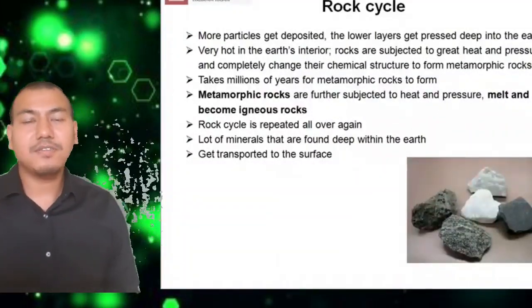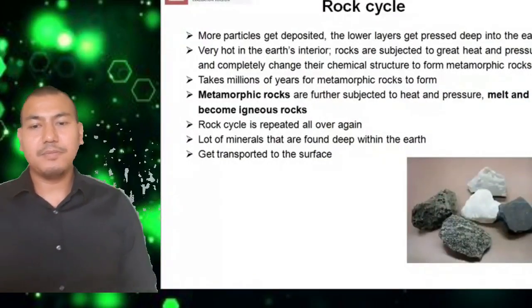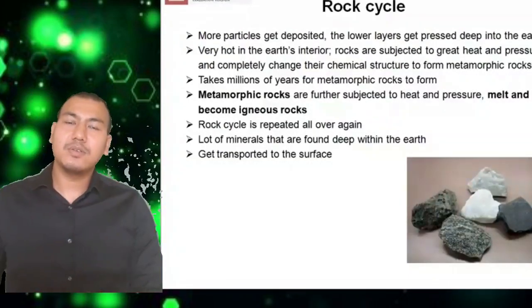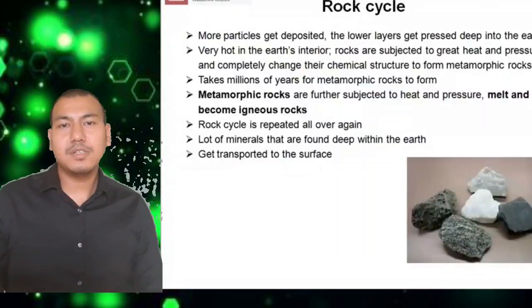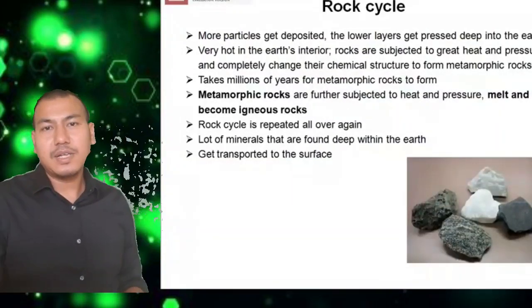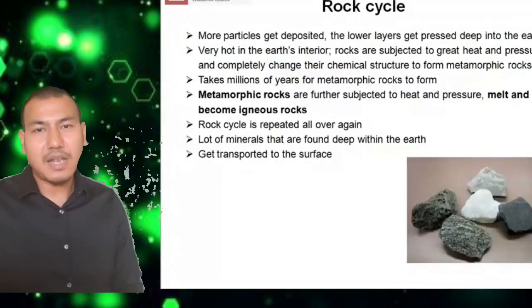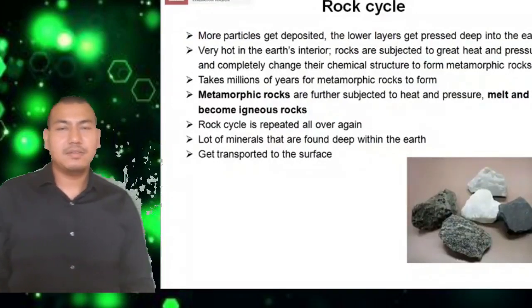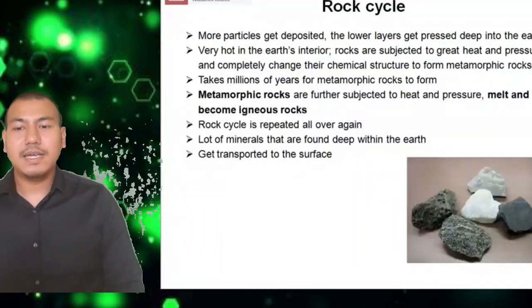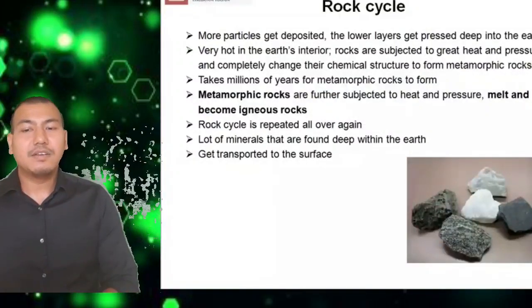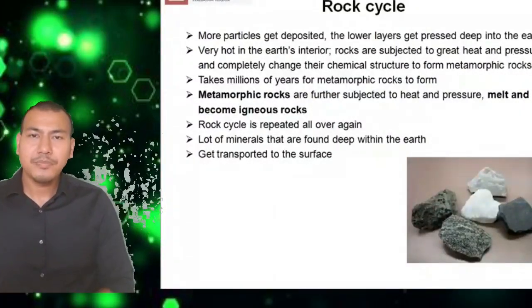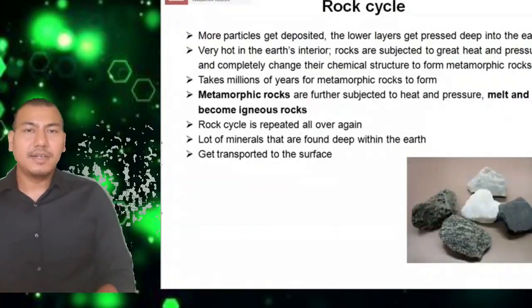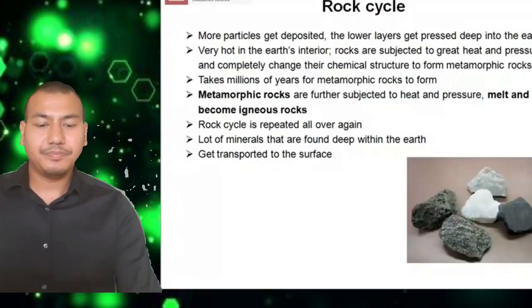And metamorphic rocks are further subjected to heat and pressure, melt and become igneous rock. Metamorphic rock breaks down further, and it reaches the innermost part of our earth, that is the outer core. Again it comes outside in the form of lava, and after it cools, it becomes our igneous rock. This cycle is repeated again and again. So a lot of minerals that are found deep within the earth get transported to the surface. This is how the minerals which are available inside the earth come outside because of this rock cycle.